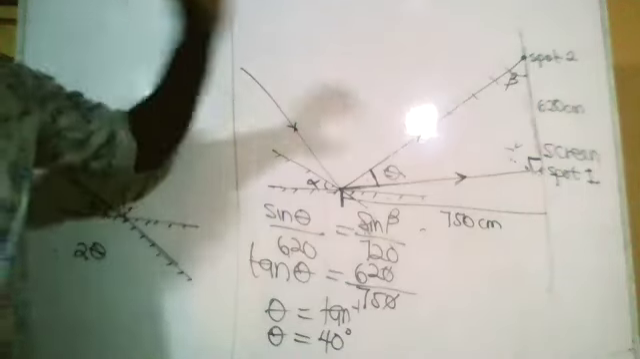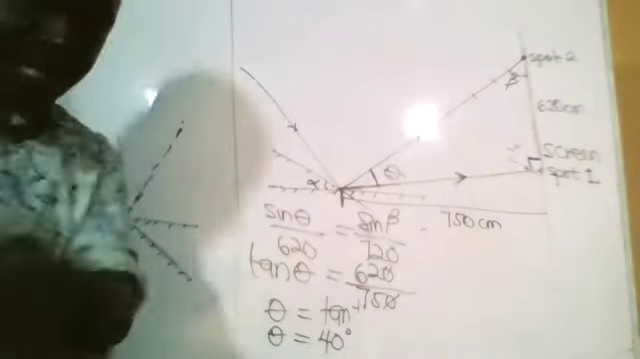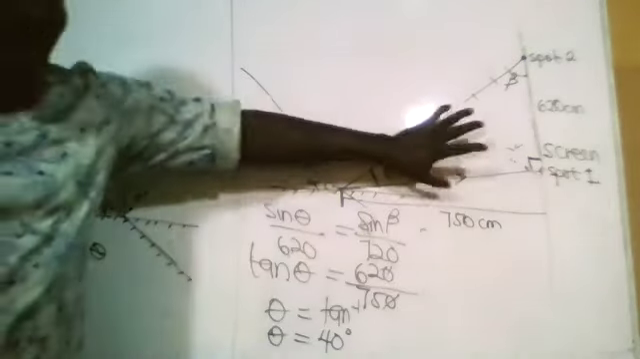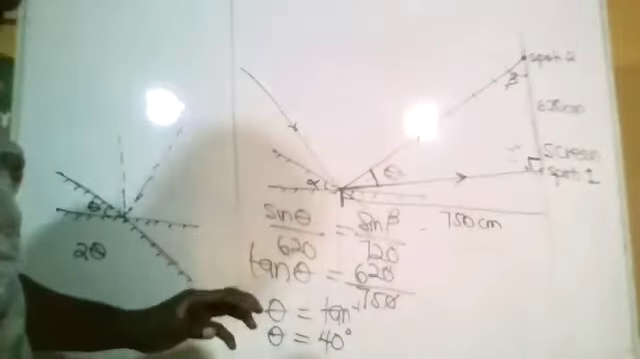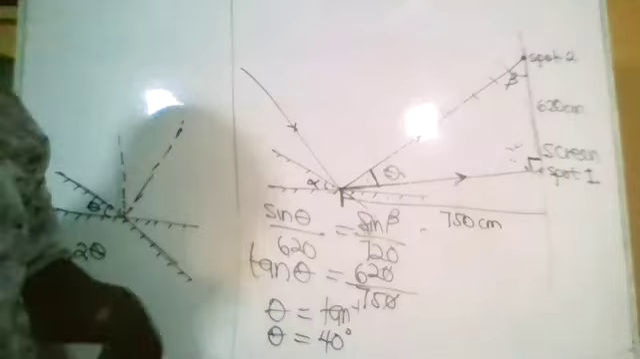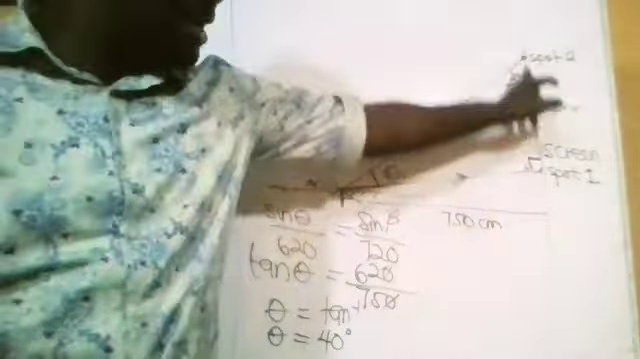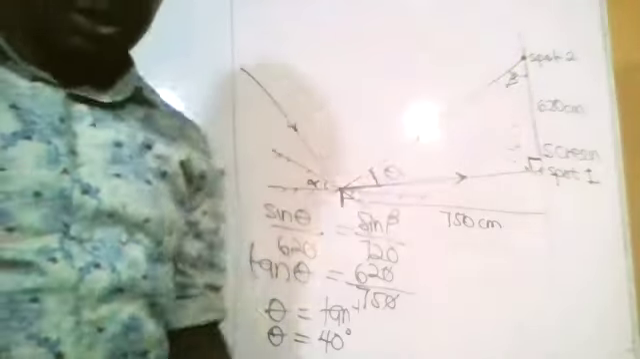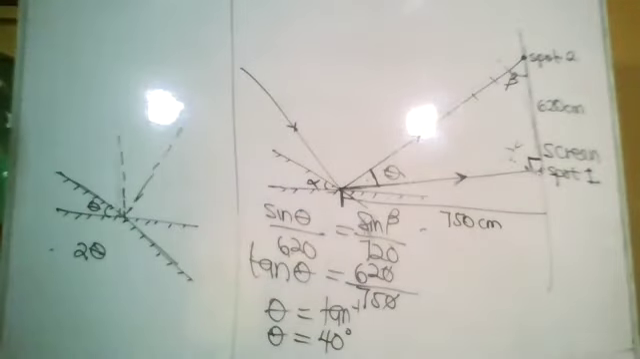Unless an internal angle is given, which will necessitate that you use the sine rule or cosine rule. But in this particular question, there is no other internal angle given. If there is no other internal angle given, then take the first incidence ray to be perpendicular to the screen so that you can use the trig ratio, either cosine, sine, or tangent. So that is what we considered. Are you okay?